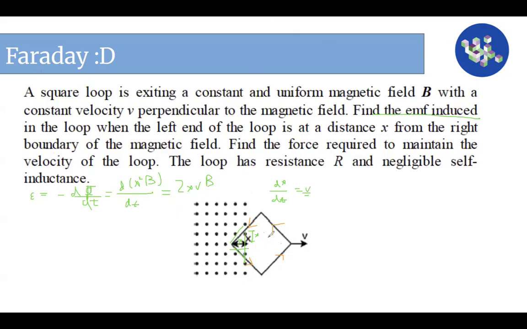So I know that my current, let me switch back to green, so my current I would equal to what? Well, it would equal 2x v times B, then divided by R, right? Okay, so I found the current in my loop.